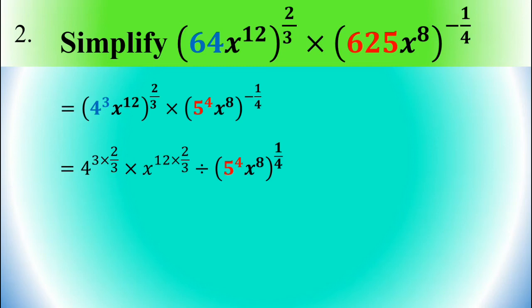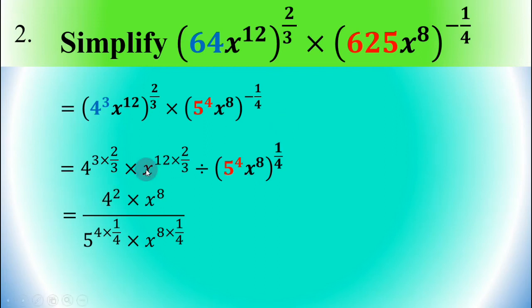In the second brackets, the negative power can be written as a positive power, so it's equal to 1 upon the given power. It also can be written as a division. That means divide the first bracket by the second bracket. Now simplify. Yes, 4 to the power 3 into 2 upon 3 can be written as 4 to the power 2 here. x to the power 12 into 2 third can be written as x to the power 8.